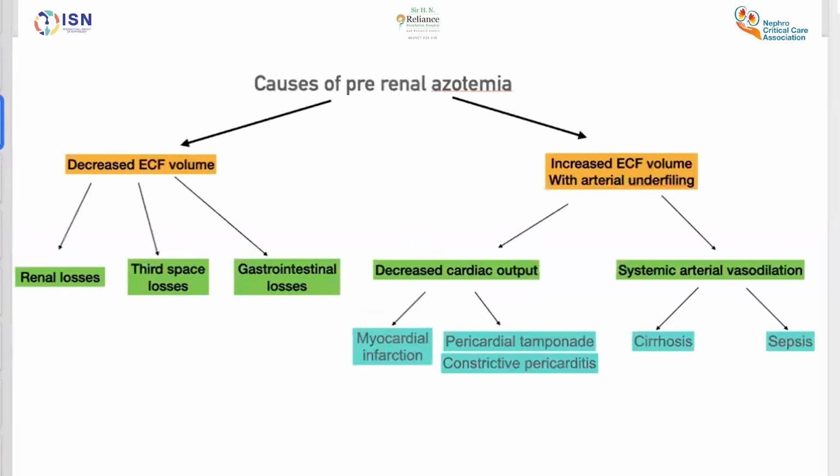Again, the causes of pre-renal azotemia are divided into two categories: decreased extracellular fluid volume, and increased extracellular fluid volume with arterial underfilling. Decreased ECF volume can be due to renal losses, third space losses, and gastrointestinal losses. We'll be seeing it one by one.